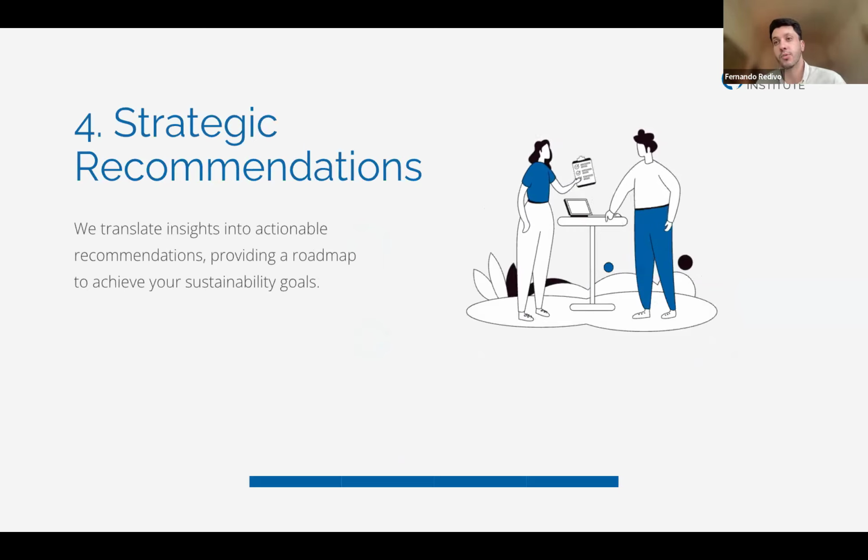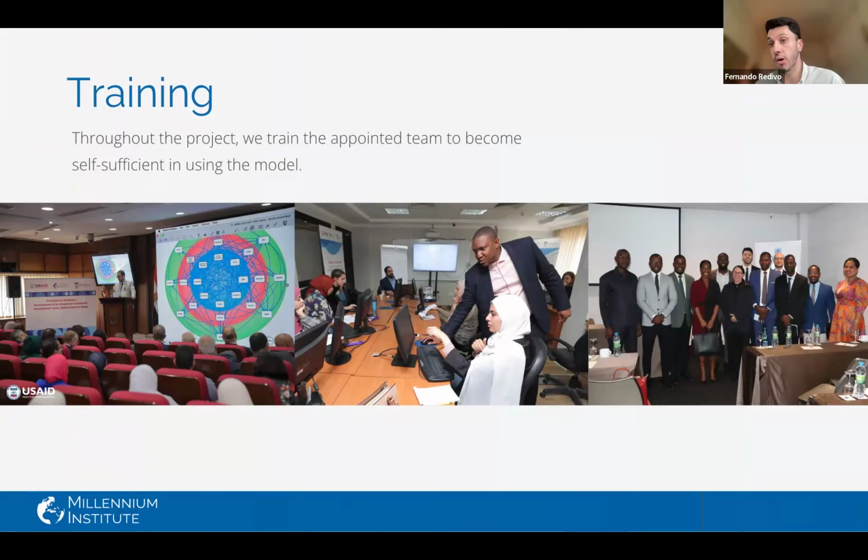And throughout this whole process, throughout these 4 steps, as I said, it could take up to a year or even more. We train the appointed team to become self-sufficient in using the model. So you see some pictures here of some trainings from our team doing it with appointed teams throughout, for example, Egypt and Angola. So they learn how to use the model. So when the Millennium Institute is not there anymore, they can use the models by themselves. They can update the database and run simulations by themselves.